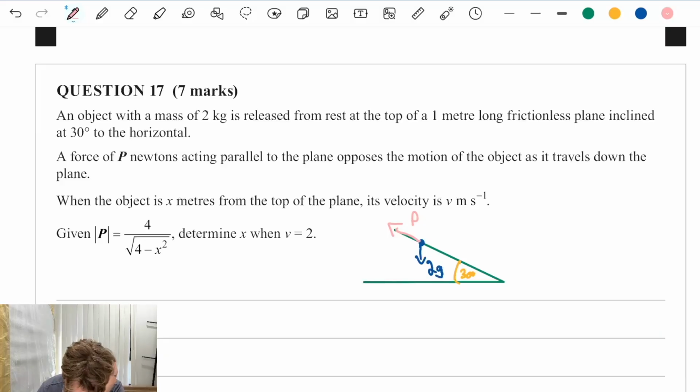Oh, I guess I should consider the length. Is it the length to the point? An object is released from rest at the top. Oh, okay, so even though I've got a ramp above it, it's technically already at the top, and this whole distance here, I need a different color. Let's use purple. This whole distance here is going to be 1 meter long.